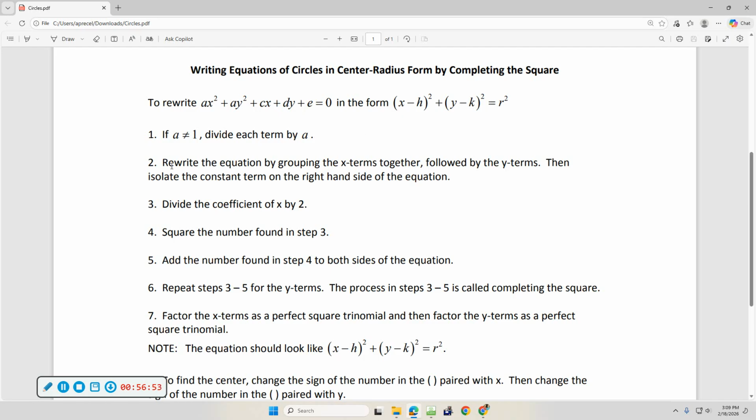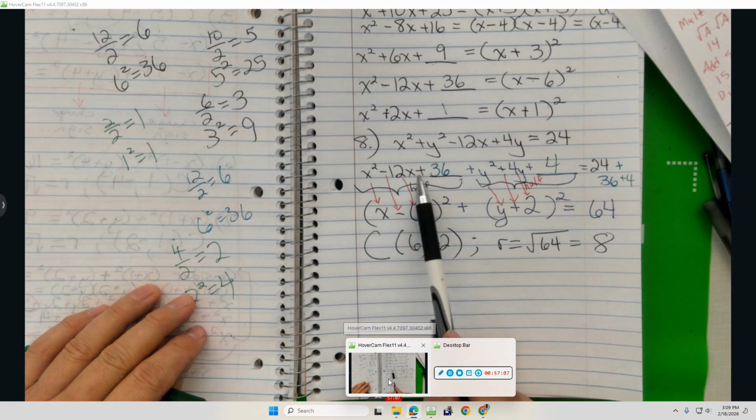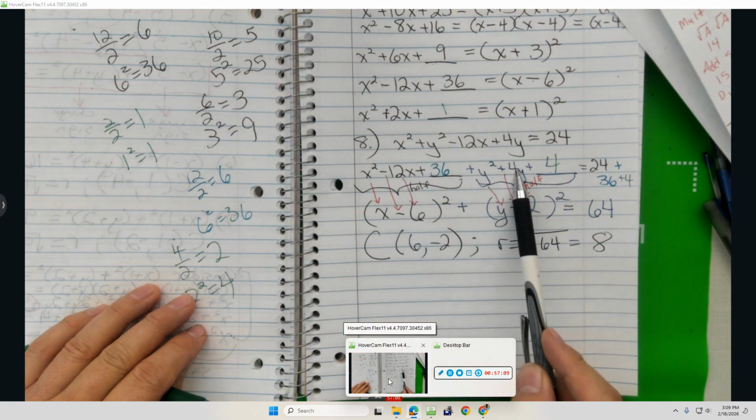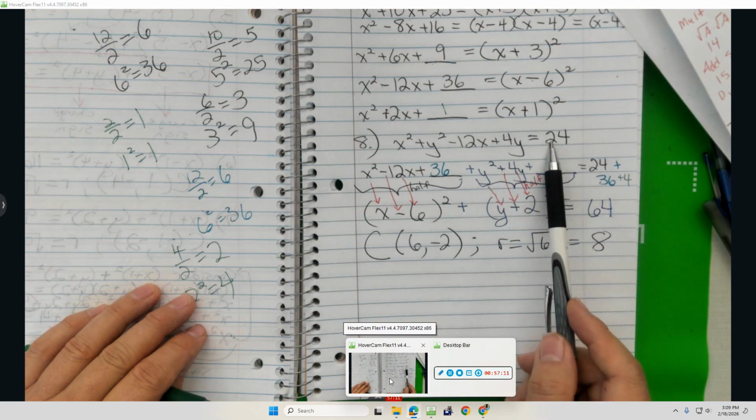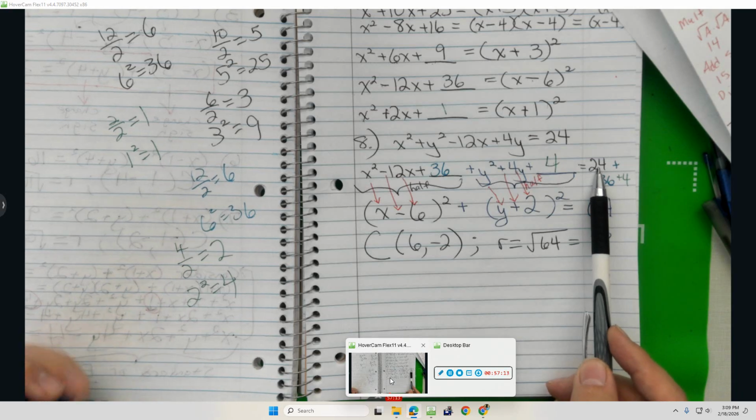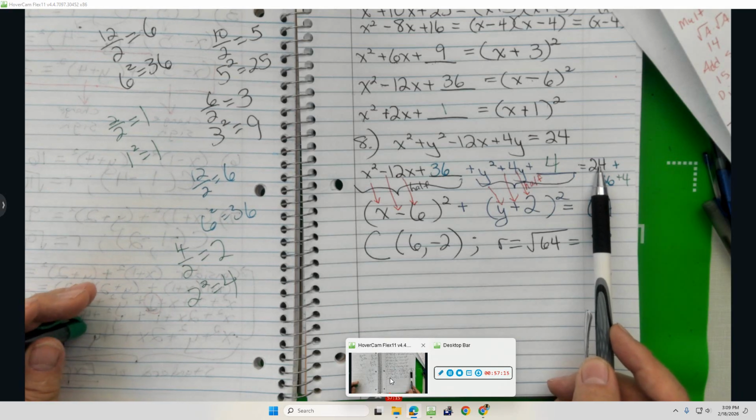Then you rewrite the equation by grouping the x terms together, followed by the y terms. Then isolate the constant term on the right-hand side of the equation. That's what I was doing right here. I grouped the x terms together. I grouped the y terms together. The 24 was already over on the right-hand side, but if it hadn't been, I would have moved it.